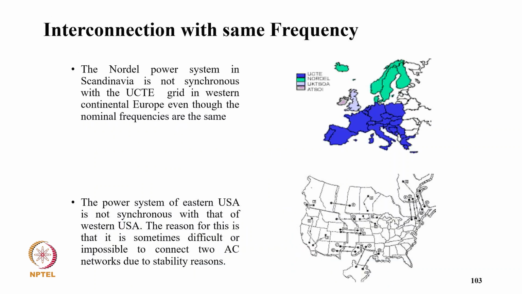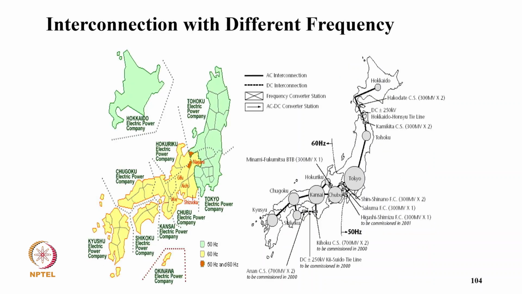So for interconnection with the same frequency, the Nordel power system in Scandinavia is not synchronous with the UCTE grid in Western continental Europe, even though the nominal frequencies are the same. And the power system of Eastern USA is not synchronous with that of Western US. The reason for this is that it is sometimes difficult or impossible to connect the two AC networks due to stability reasons, as you can see in the diagram. Then interconnection with different frequencies is shown, typically in Japan, where one side is 60 Hz and the other side is 50 Hz, as shown in the diagram.